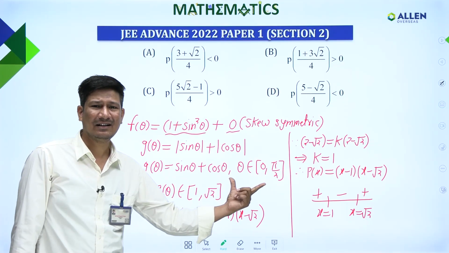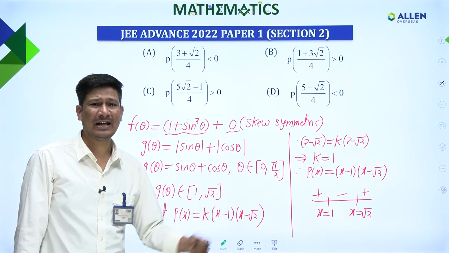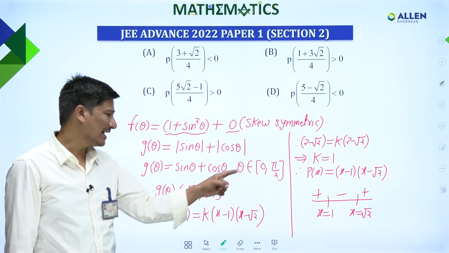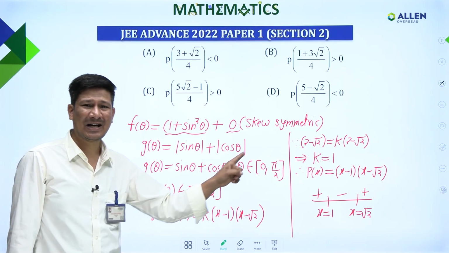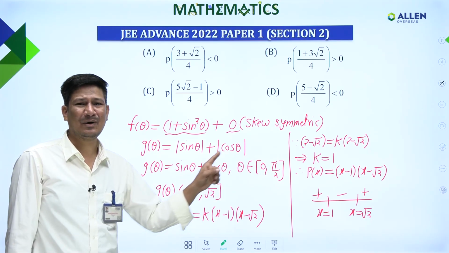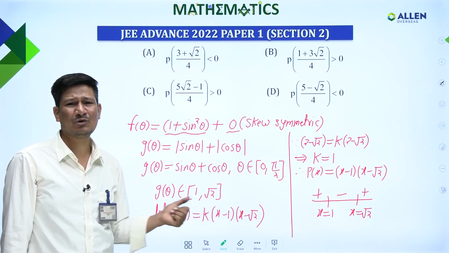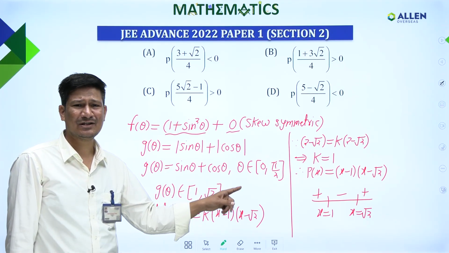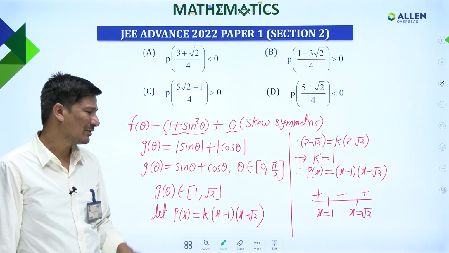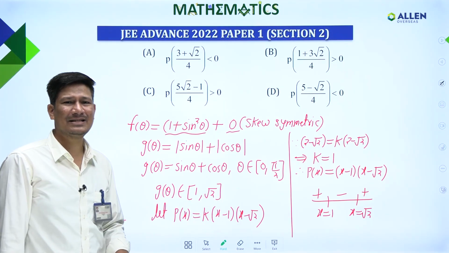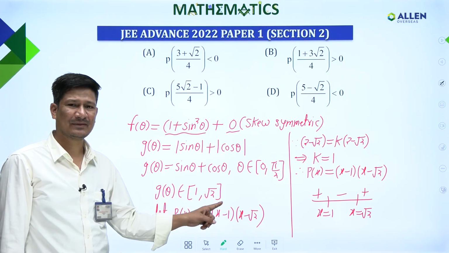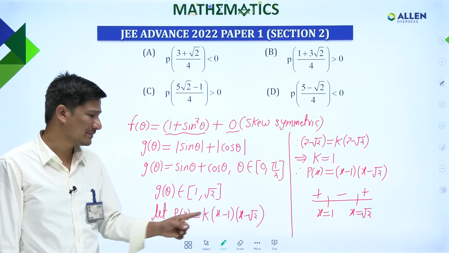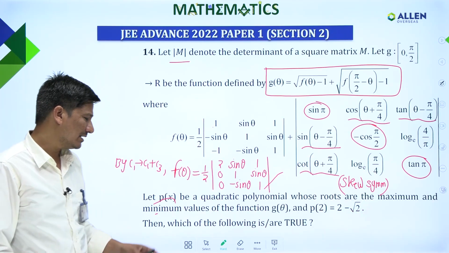Now in the given range 0 to pi by 2, we have to calculate the range of the g theta function. So guys, at theta equal to 0, I'm getting 1. At pi by 2 also, I'm getting 1. So at boundary values, the minimum value comes out to be 1. For maximum, sine theta is equal to cos theta. So when you calculate, the maximum value comes out to be root 2. So the range of the g theta function is from 1 to root 2. So the maximum and minimum values of the g theta function are the roots of this polynomial. It is given in the question.